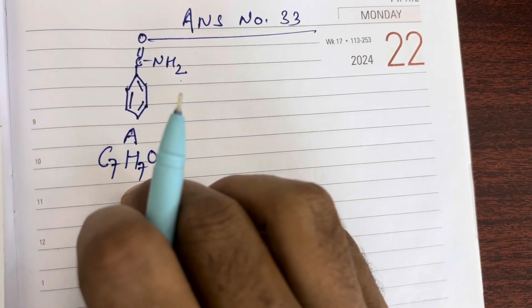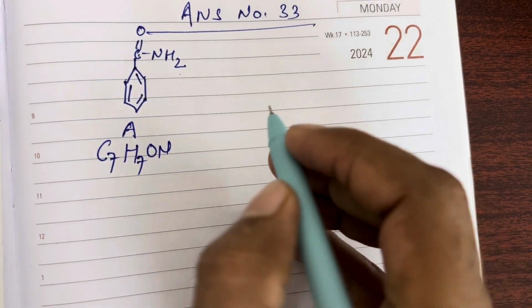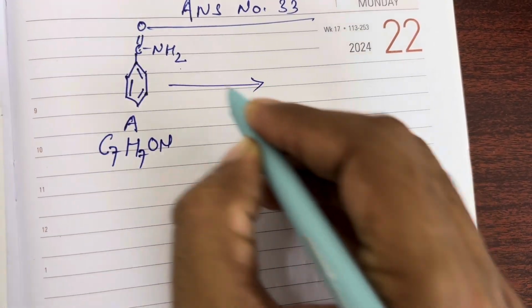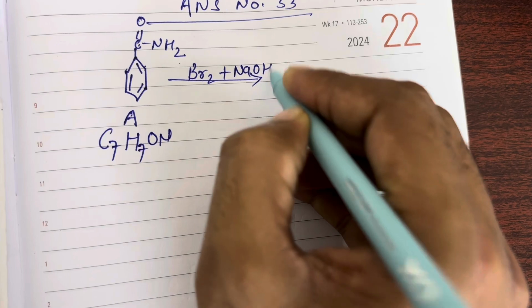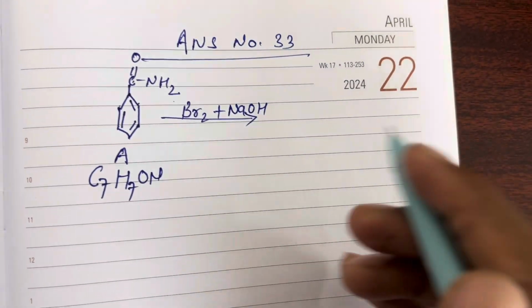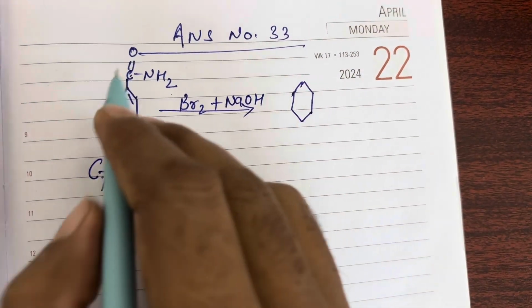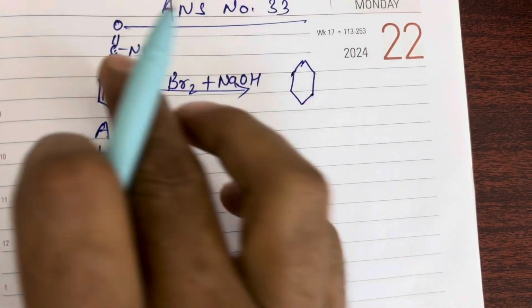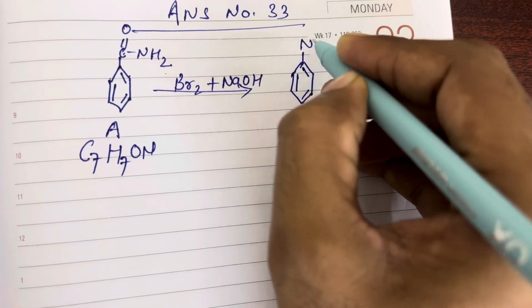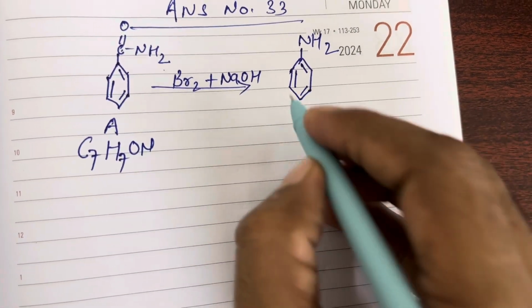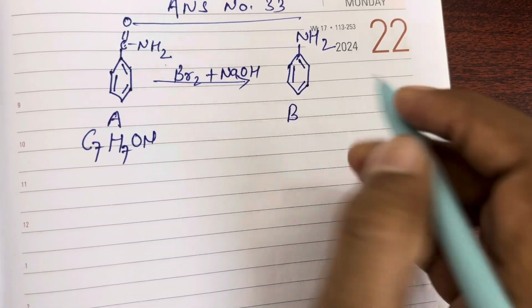So A with molecular formula C7H7ON undergoes Hoffmann bromamide degradation reaction. The Hoffmann bromamide degradation reaction uses Br2 plus NaOH. In this reaction, the CO of the amide will be removed, and what will remain? The NH2 will remain. So this will be formed here. This will be the B compound, aniline, that will form.